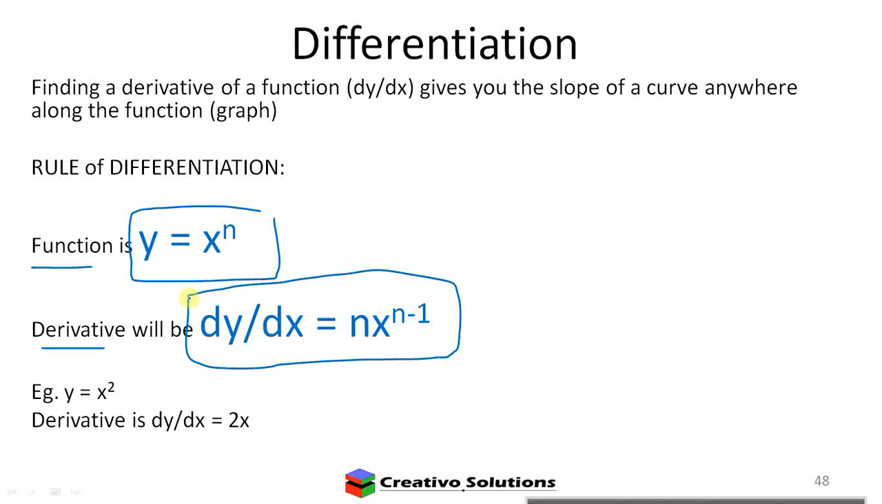Write down that second line. The derivative will be dy over dx equals n x to the power n minus 1. Okay, good. Alright, so this is what we do.